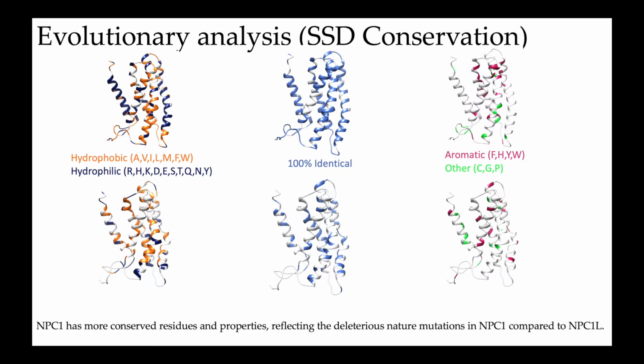If you notice, there's a lot of orange. This is particularly the sterol sensing domain part of the protein shown here. And since it's transmembrane helices in the sterol sensing domain, we expect a high hydrophobic conservation in order for it to live and be placed in the membrane and for it to function well there. And then on the right, we have structure stabilizing residue conservation. And if we compare the top, which is NPC1, versus the bottom, which is NPC1-like, we see a lot more color on top. And this shows that NPC1 has more conserved residues and properties, reflecting the deleterious nature of mutations in NPC1 compared to NPC1-like.